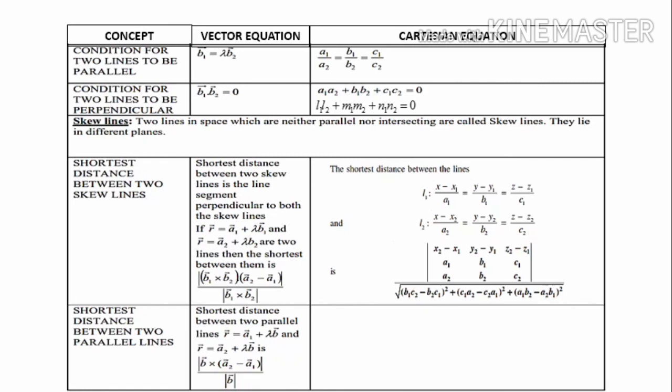So you have to learn these formulas by heart, and not only that, you must be able to identify a1, b1, c1, a2, b2, c2. When equations are given in the form r is equal to a plus lambda b, you must be able to identify vector a and vector b. Then direction ratios and direction cosines, x1, y1, z1, x2, y2, z2, all these things you must know how to identify from the equations.